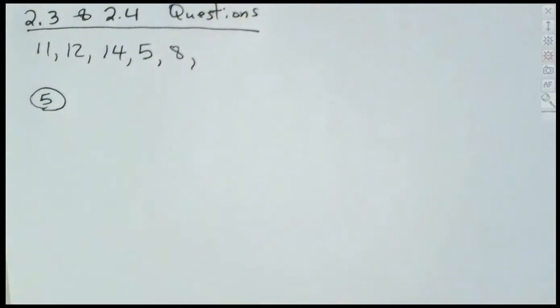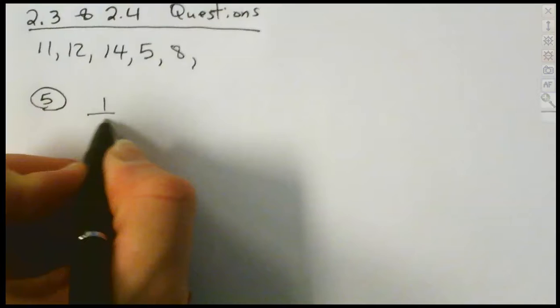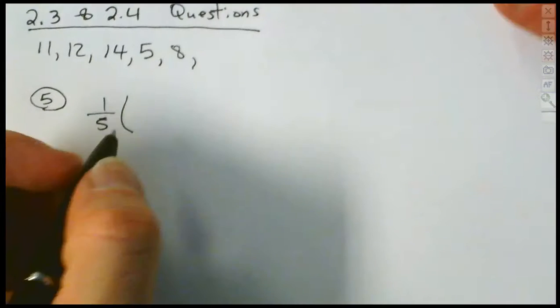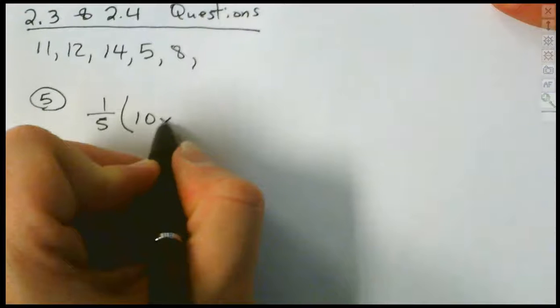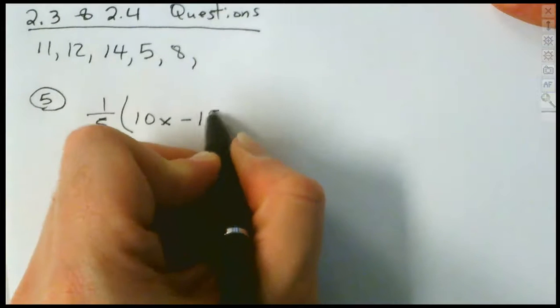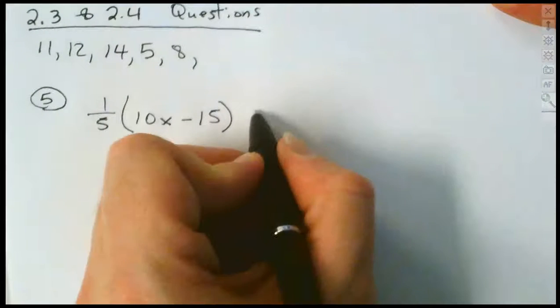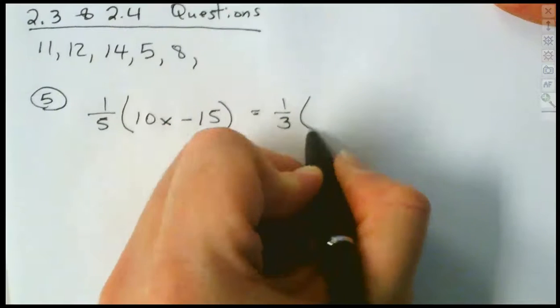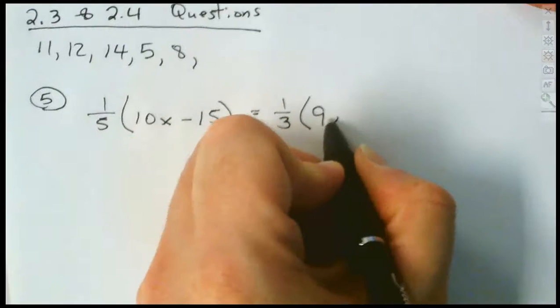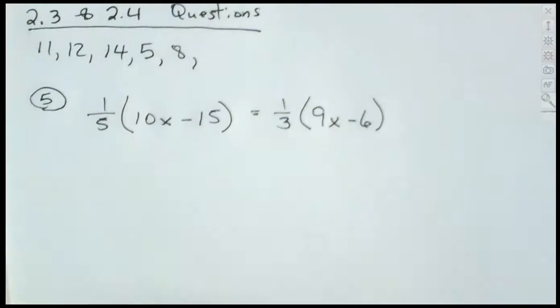Okay, and what we've got on question 5 is 1/5 times 10x minus 15 equals 1/3 times 9x minus 6. So what we're going to look at first is our order of operations. And what do we need to do first? Well, before we clear fractions or do anything else, we always need to first get rid of our parentheses.